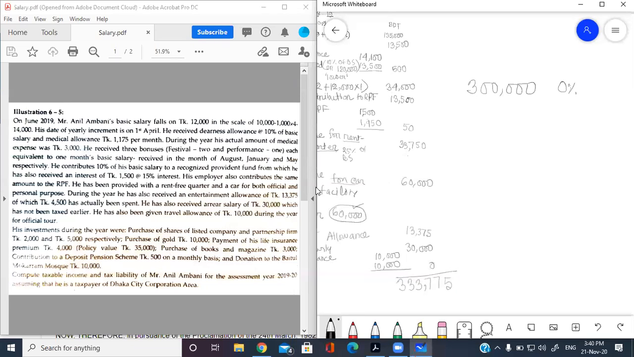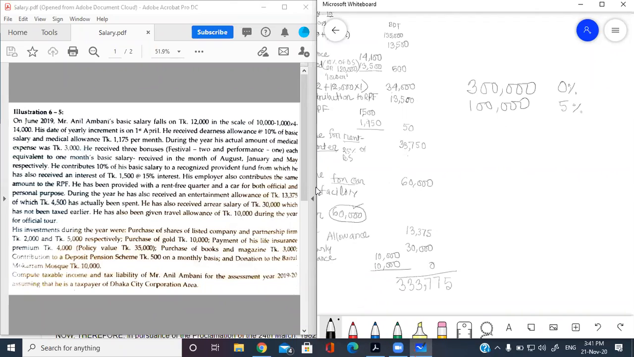Tax rate is 0%. Now, what is the next slab? Can you tell me? What is the next slab after 300,000? Sir, next 1 lakh. 5% for the next 1 lakh. For the next 100,000, tax rate is 5%.